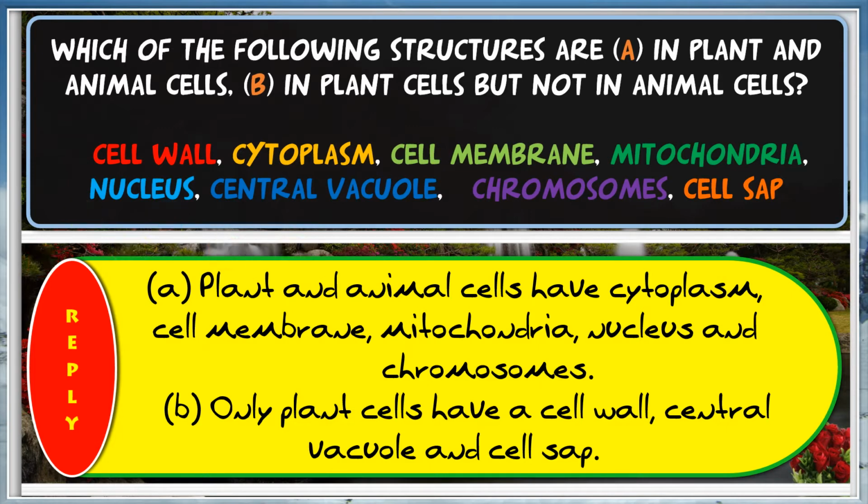Part A. In plants and animal cells. Plants and animal cells have cytoplasm, cell membrane, mitochondria, nucleus, and chromosomes. And part B, only plant cells have cell wall, central vacuole, and cell sap.